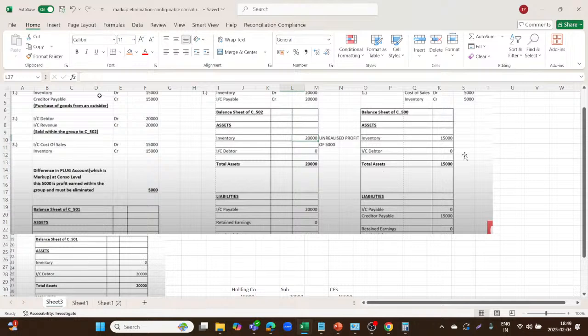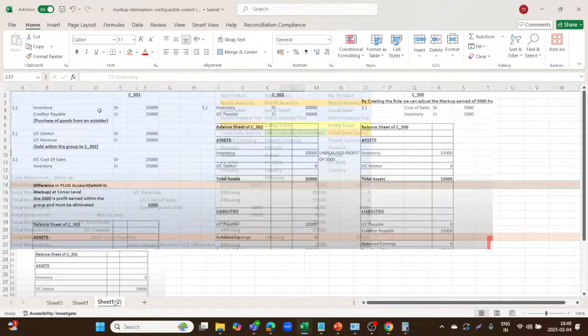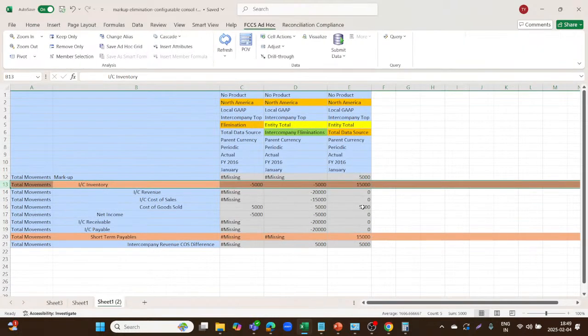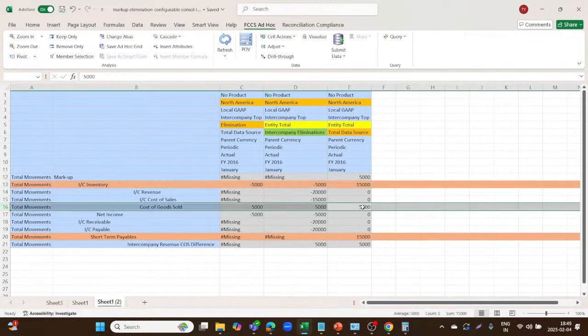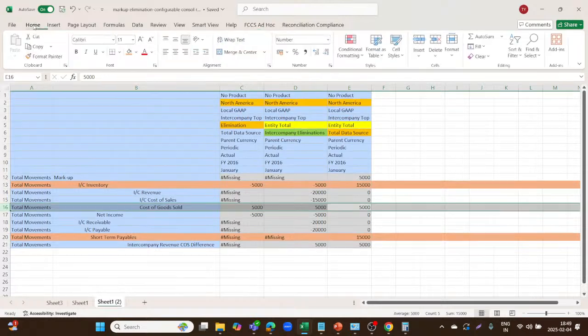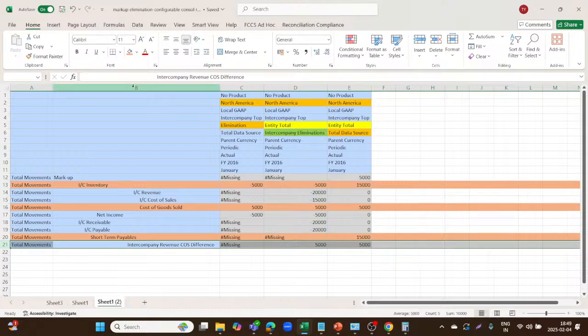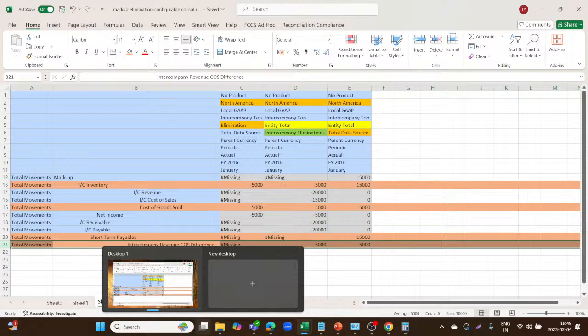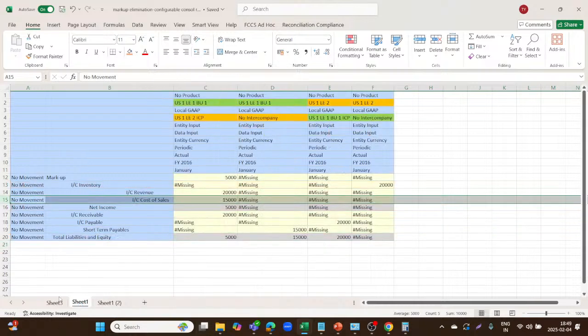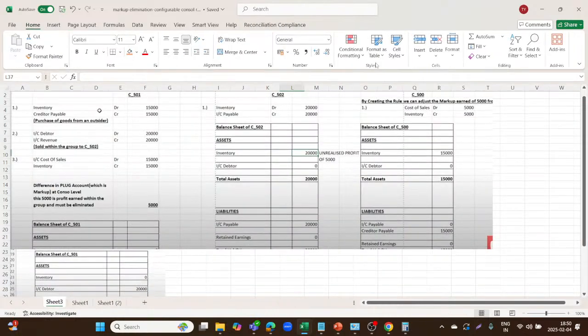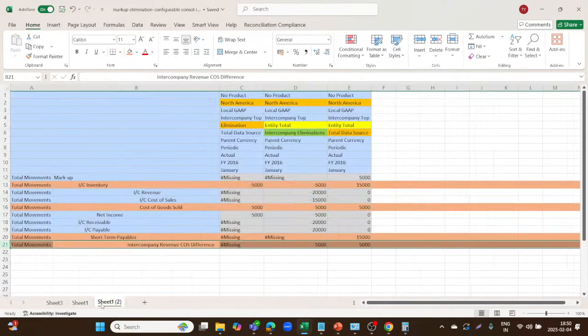And the cost of sales that has been increased by 5,000, you'll get it over here. This cost of sales, that is your cost of goods sold, has been increased by 5,000, and that is being adjusted as the intercompany revenue cost of COS difference. Similarly that gets adjusted over here. So this is how, with the help of writing a configurable consolidation rule, you can check the result and how you'll be writing it. This is what we wanted, and exactly we are getting the same thing.